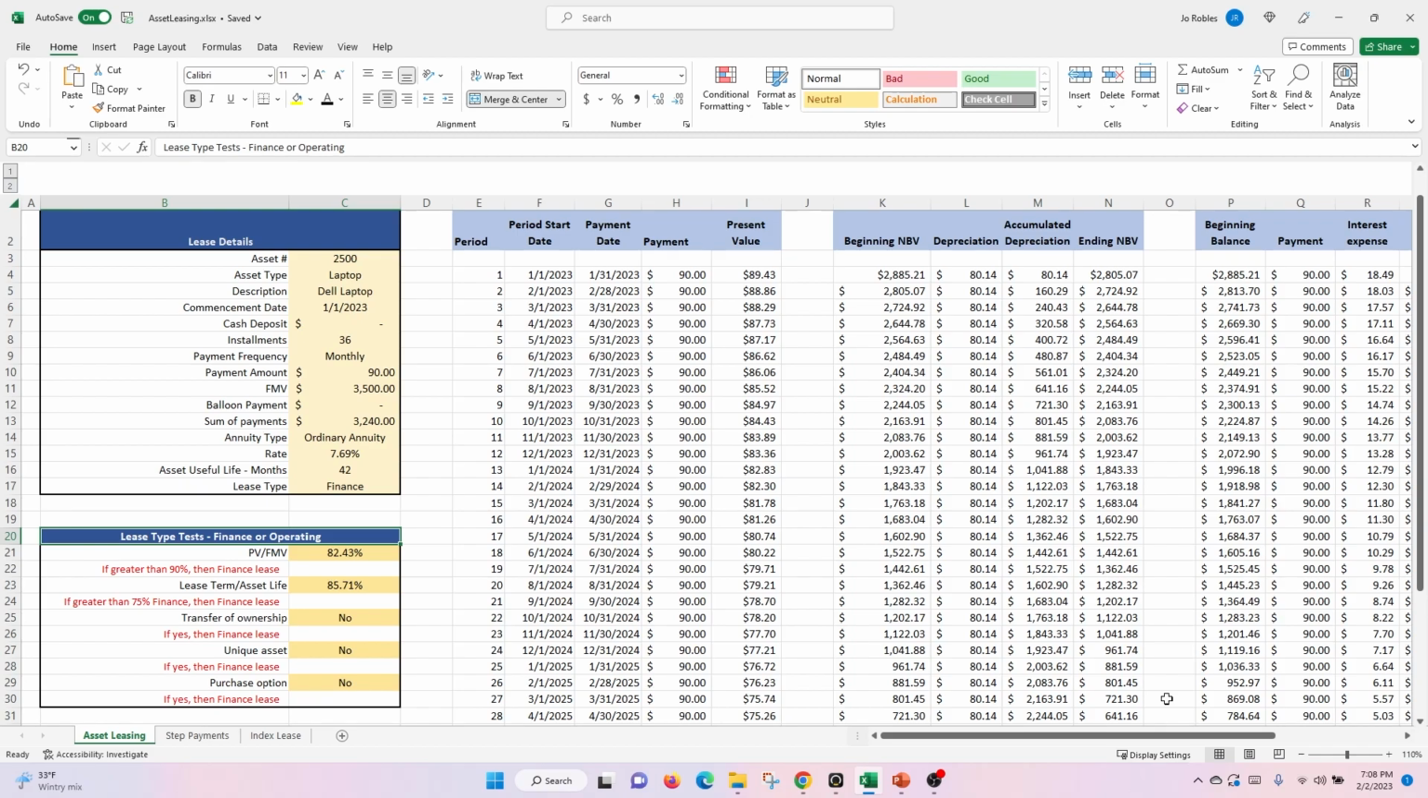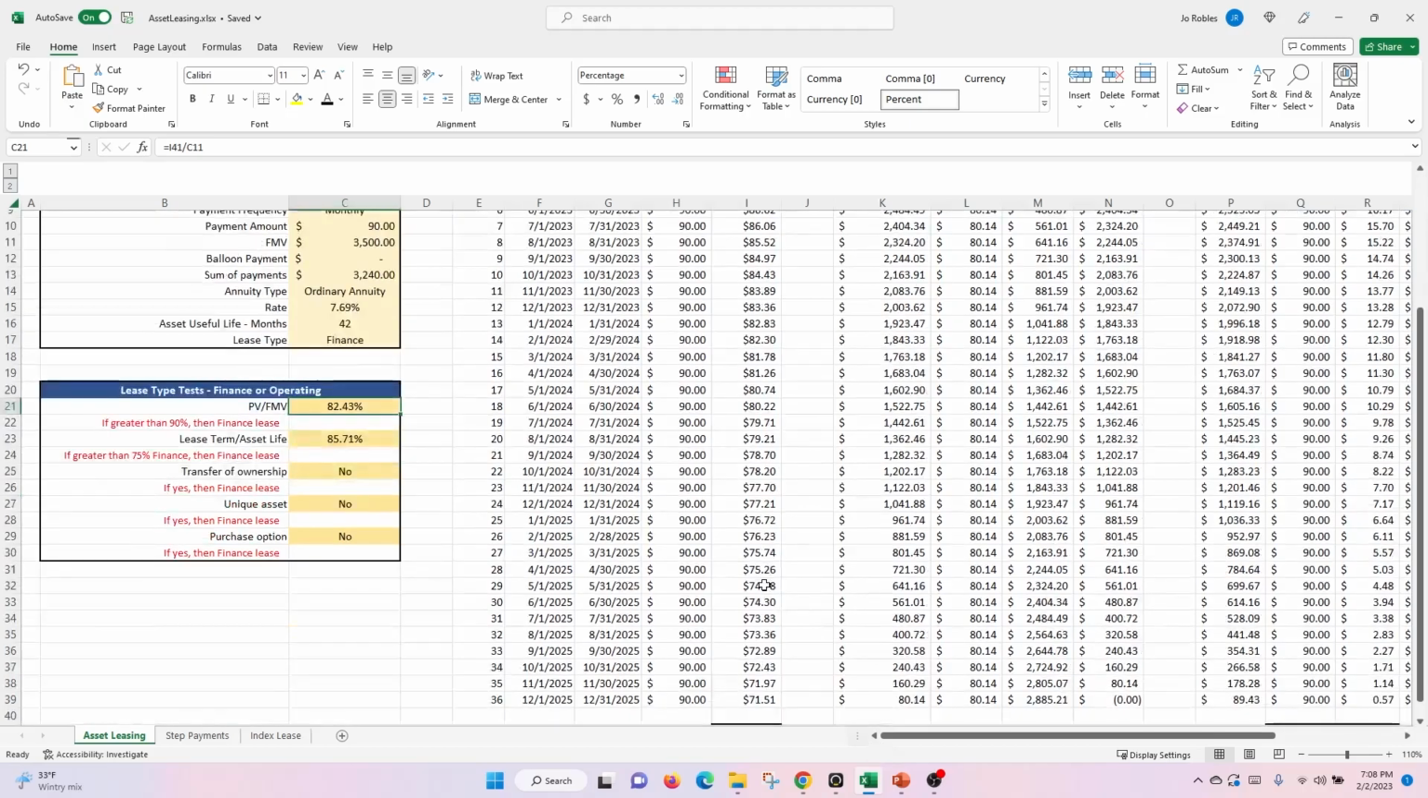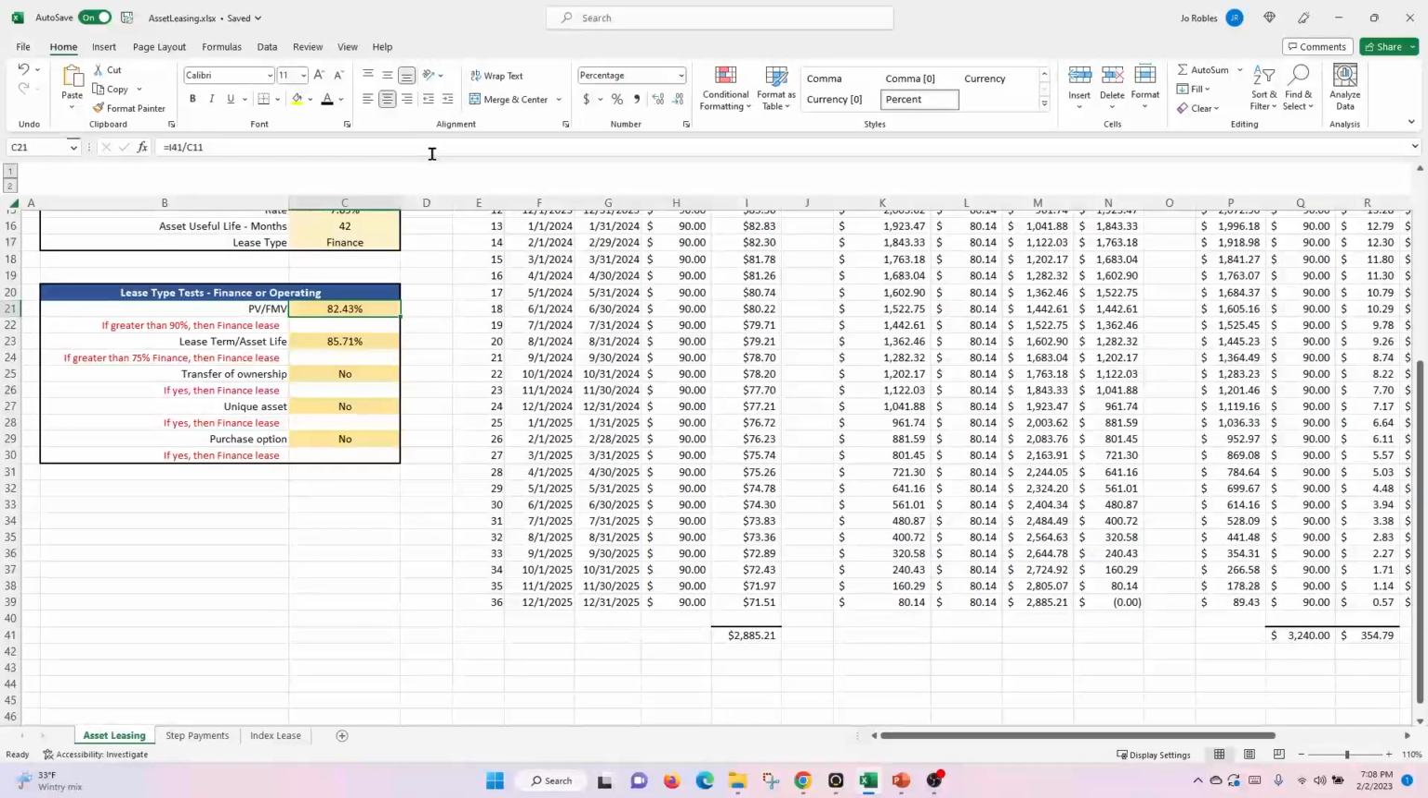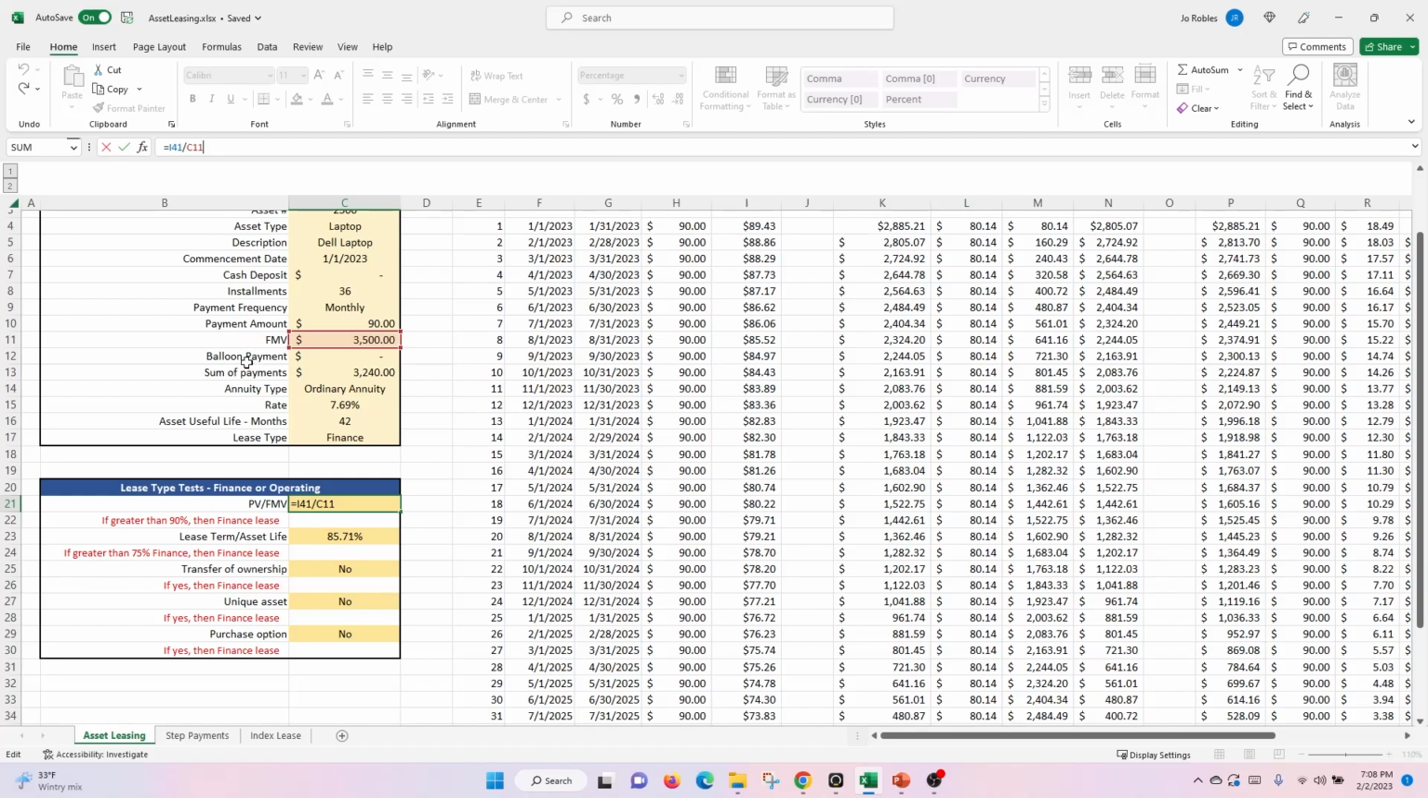And one of the nice things about Dynamics is it can help you automate the classification. And I'm going to show you some of that setup. So the first test here that you can see is the present value divided by the FMV. And once again, the present value is that total that we calculated here of the payments, divided by the fair market value of the piece of equipment. So here we have 82.43%. It is not greater than 90%. So then we want to move on to the next test.